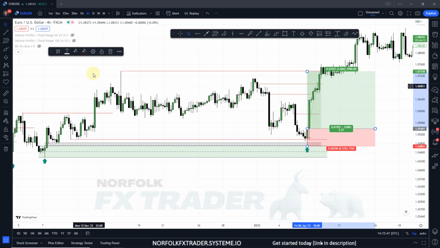If you're just looking for a single target, the previous highs. Now that is a great target if you're looking for any type of trade. Target the previous highs, the continuation of that trend.